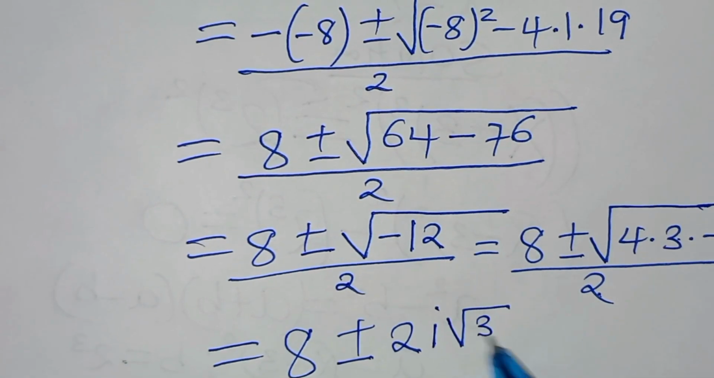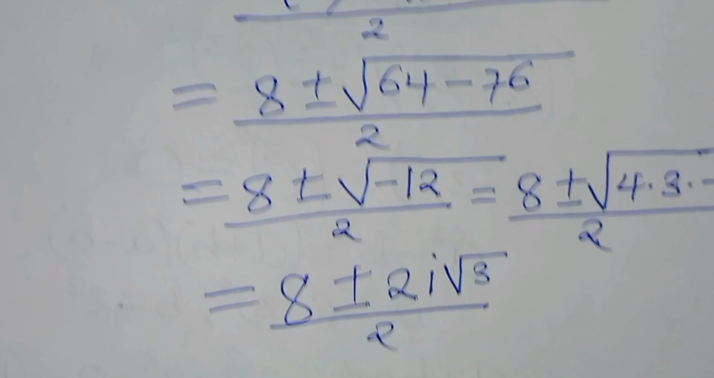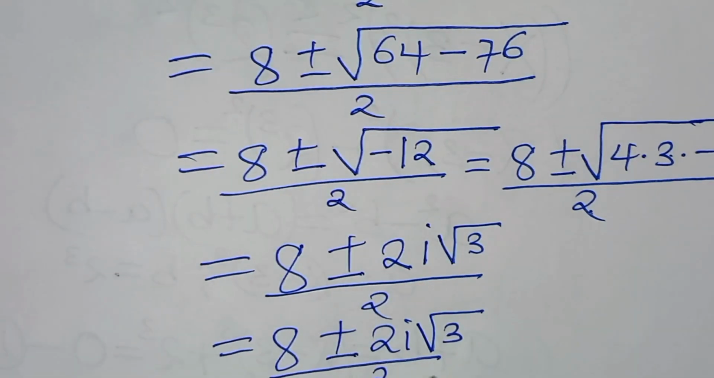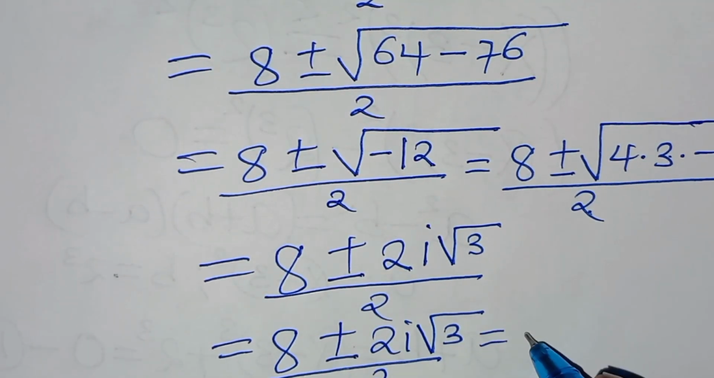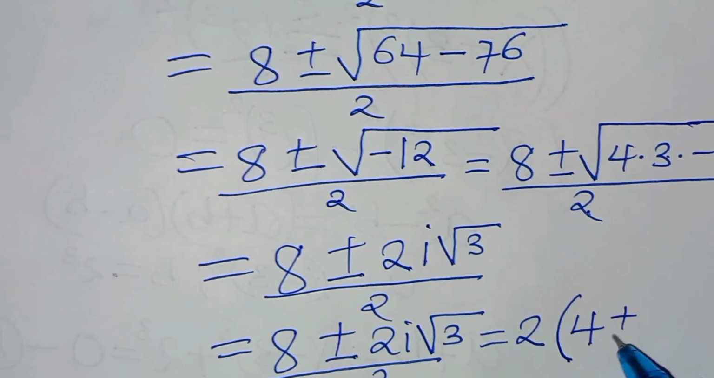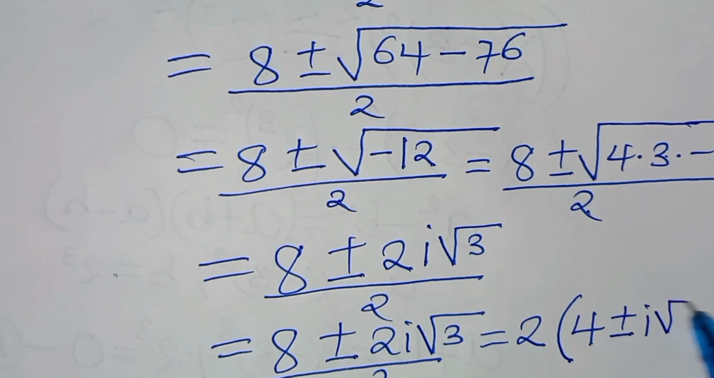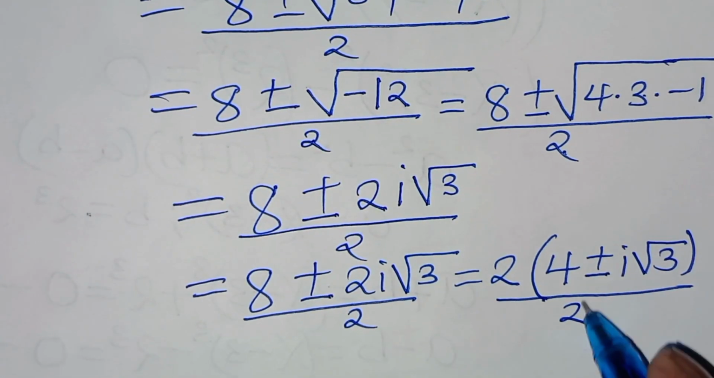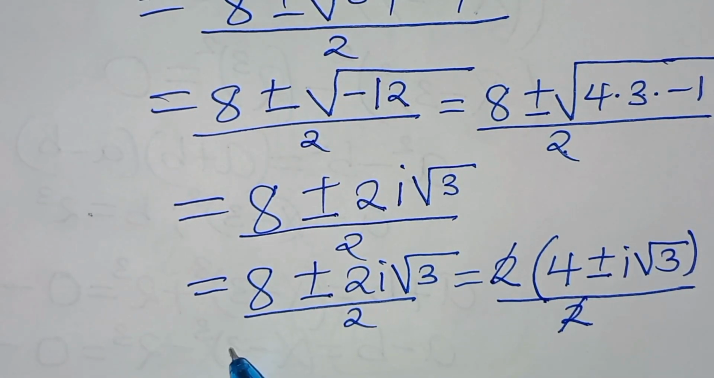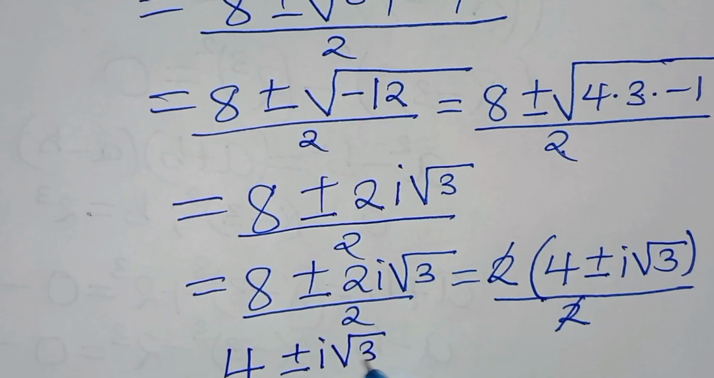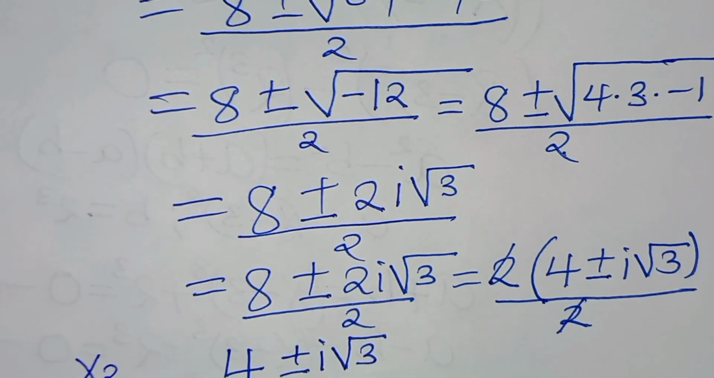Then square root of 3 divided by 2. So here we have 8 plus or minus 2i square root of 3 divided by 2. So we can factor out 2, so that we'll have 2 into the parentheses. Here we'll have 4 plus or minus i square root of 3 divided by 2. So let's simplify 2 and 2 here, so that now we'll have 4 plus or minus i square root of 3. So this is what is x2, comma x3.